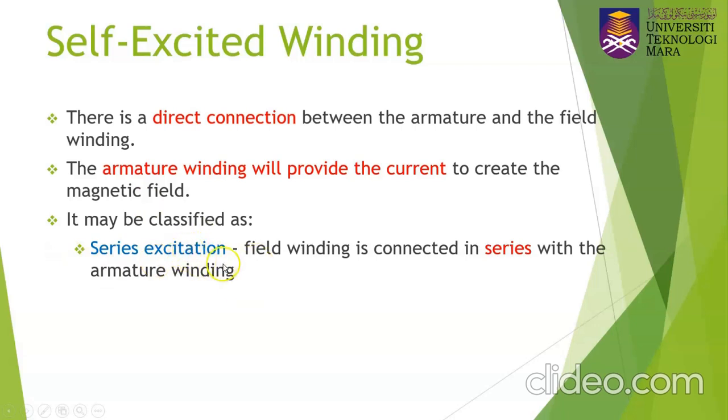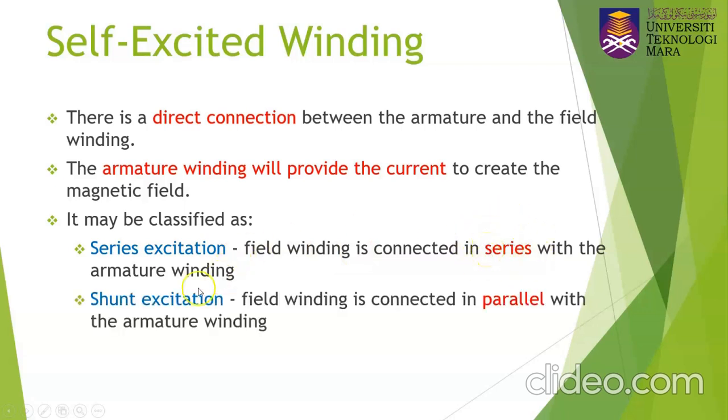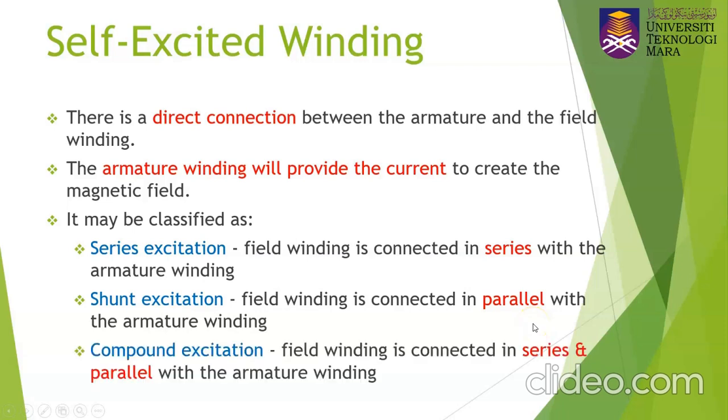So for the series excitation, the field winding and the armature winding are connected in series. For the second one, which is shunt excitation, it means that your field winding and the armature winding are connected in parallel. The third one, which is compound excitation, means that your field winding is connected to the armature winding by series and parallel. It is actually a combination of series and parallel connection.